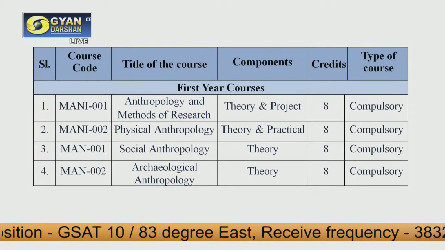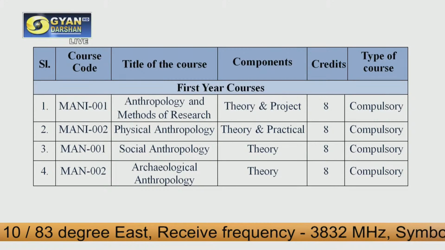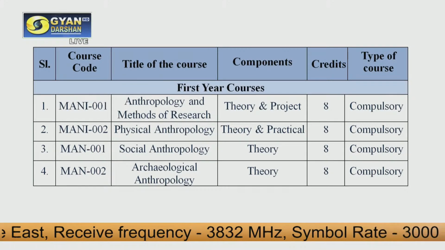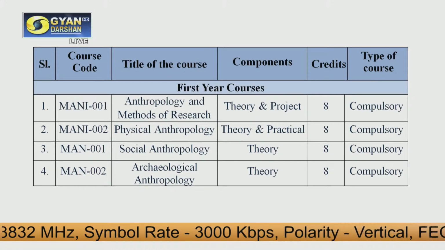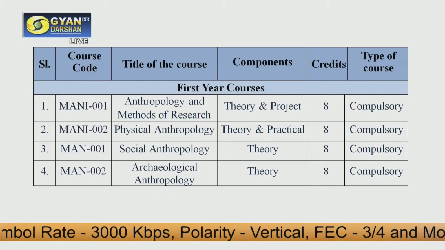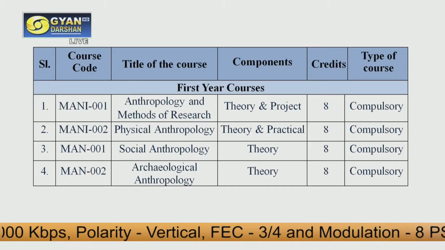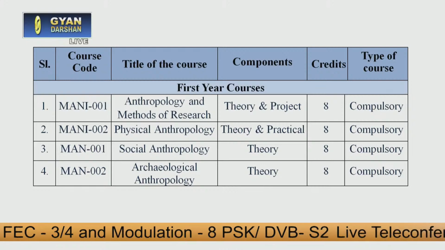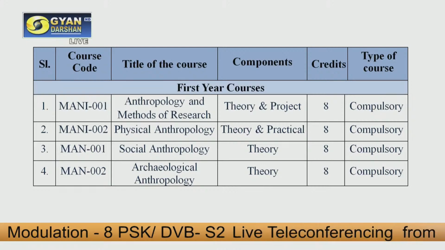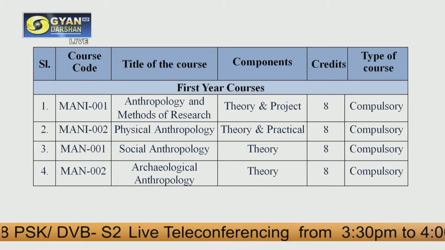Since the program is offered in yearly mode, let us have a brief understanding about the program structure. In the first year we have 4 courses. All the 4 courses are compulsory and each course is of 8 credits. The first course is Anthropology and Methods of Research, which has theory as well as project component.